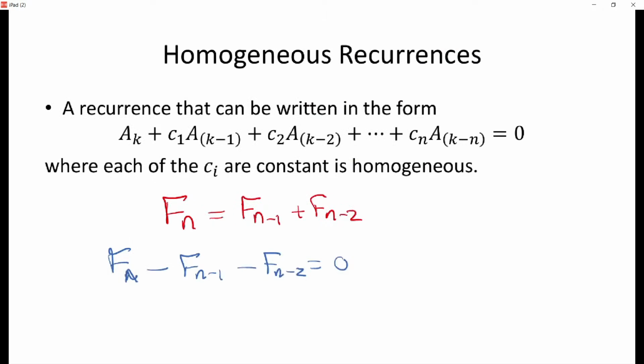Okay, so the idea here is that these recurrences are called second order recurrences because there are 2 previous terms. The geometric sequence is a first order recurrence because you're just looking back to one term ago. Here you're looking 2 terms ago.